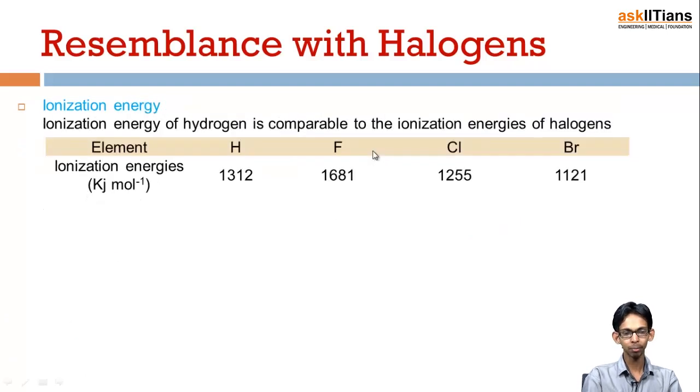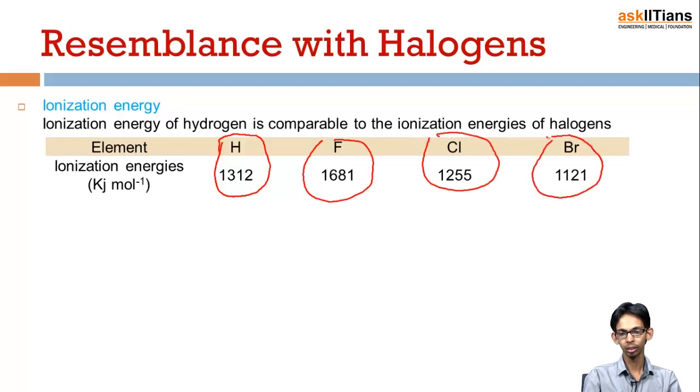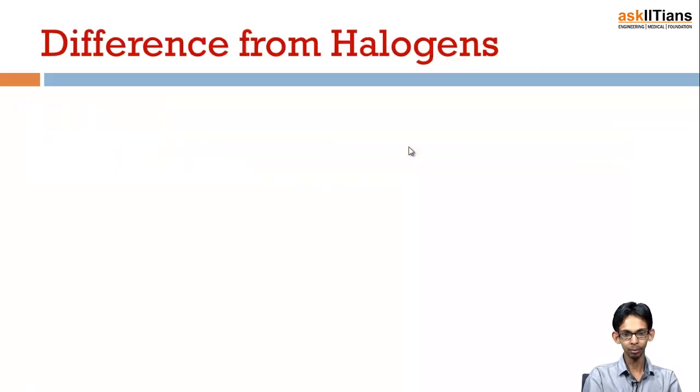We have talked about ionization enthalpy, and we can see from here that the ionization enthalpy of hydrogen is much comparable with the rest of the halogens. So this is how it resembles halogens in its ionization energy. Now let's have a look at how it differs from halogens.